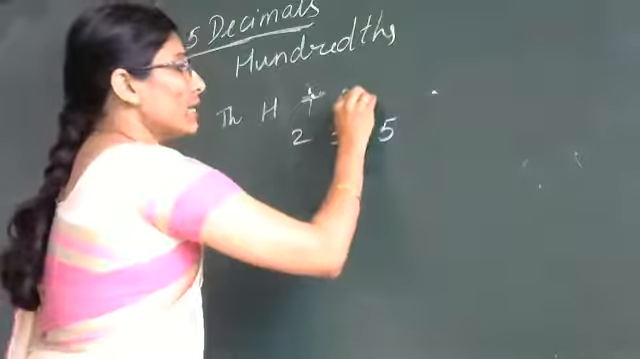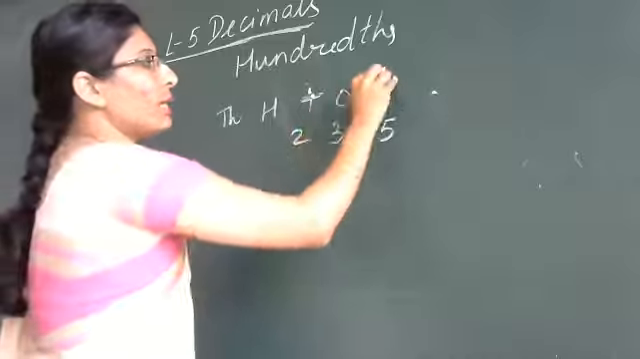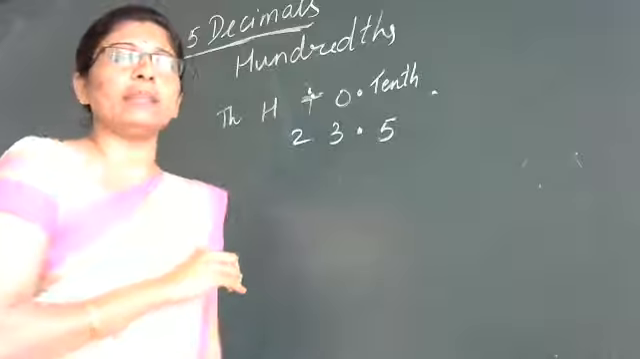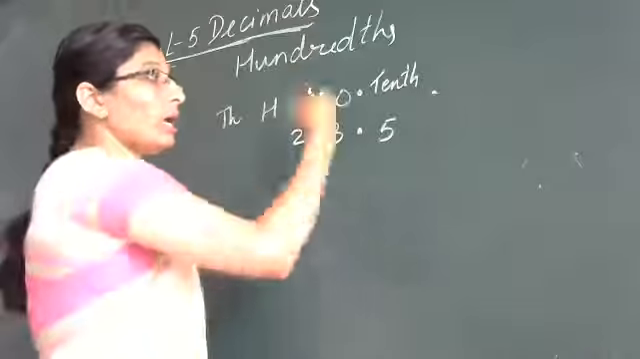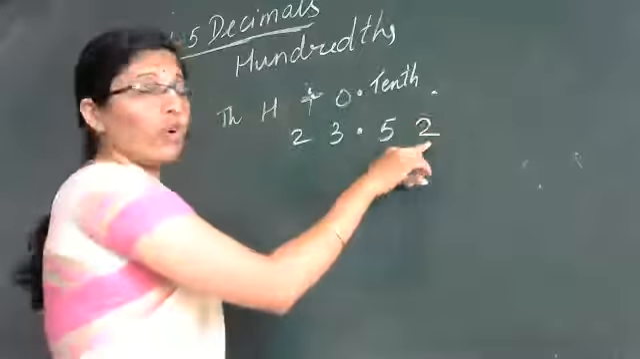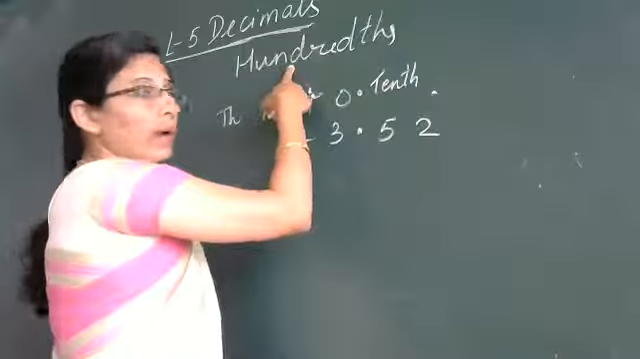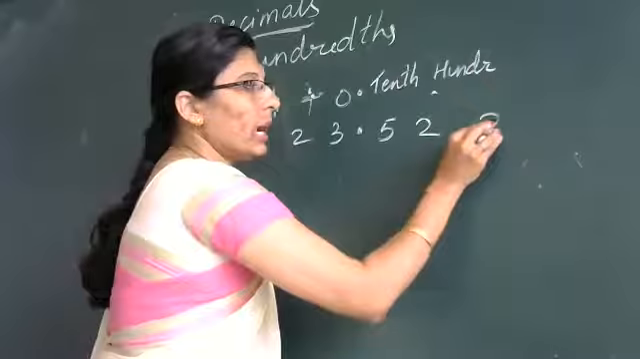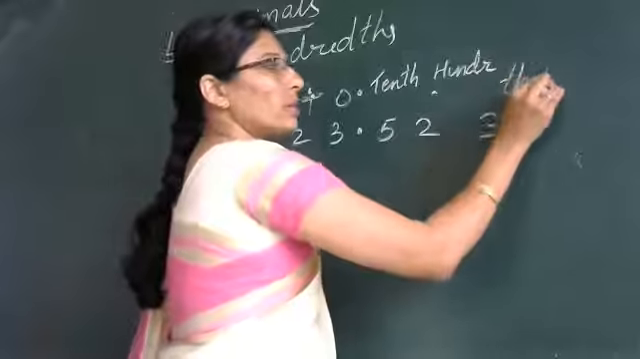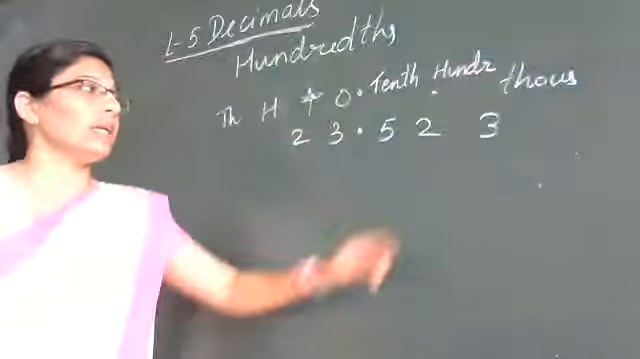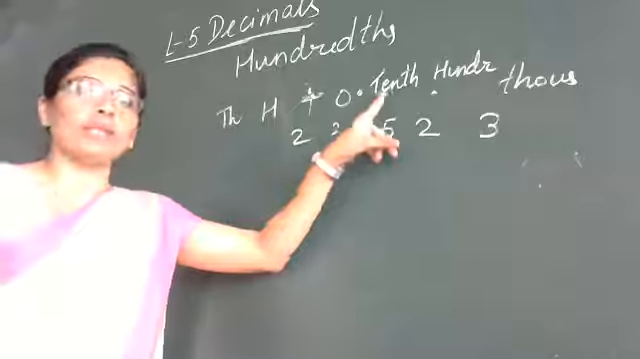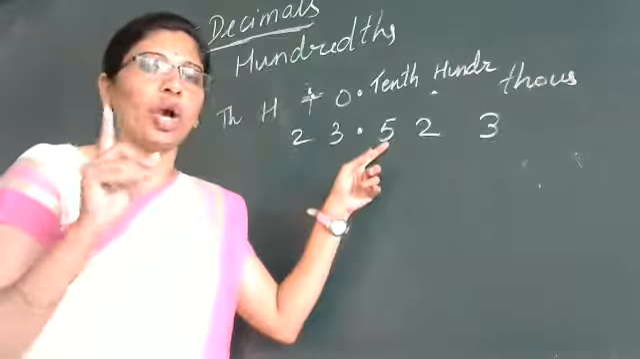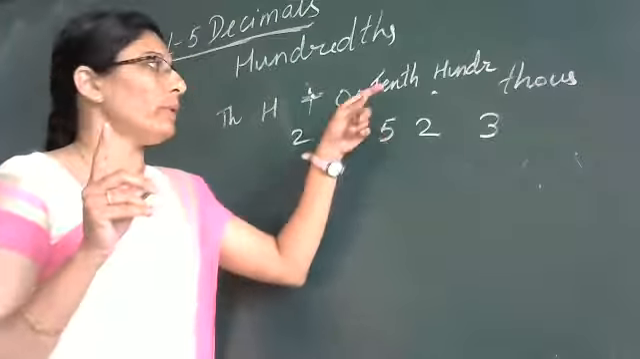Now here in decimals, the first place is the tenth place. Okay. Now, the second place is what? If 2 is there, the second place is hundredth. Then the third place is thousandth. Okay, so what we saw yesterday, we saw tenth. Tenth is the first place. In decimals, ones is not there. Directly it starts from tenths.